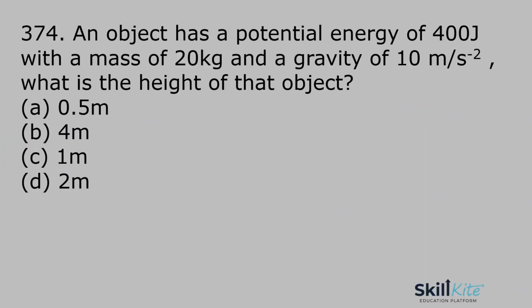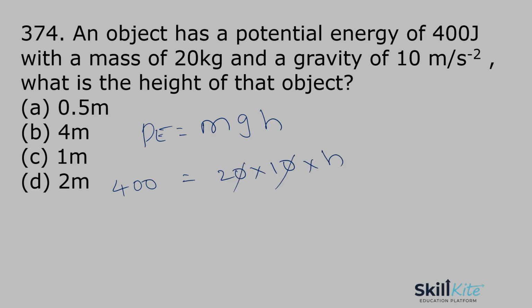An object has a potential energy of 400 joules with a mass of 20 kg and the gravity of 10 meter per second square. What is the height of the object? So potential energy equals mgh. Potential energy given is 400 joules, mass is 20, g is 10, height we have to find. Height equals 2 meter. Option D is the right answer.